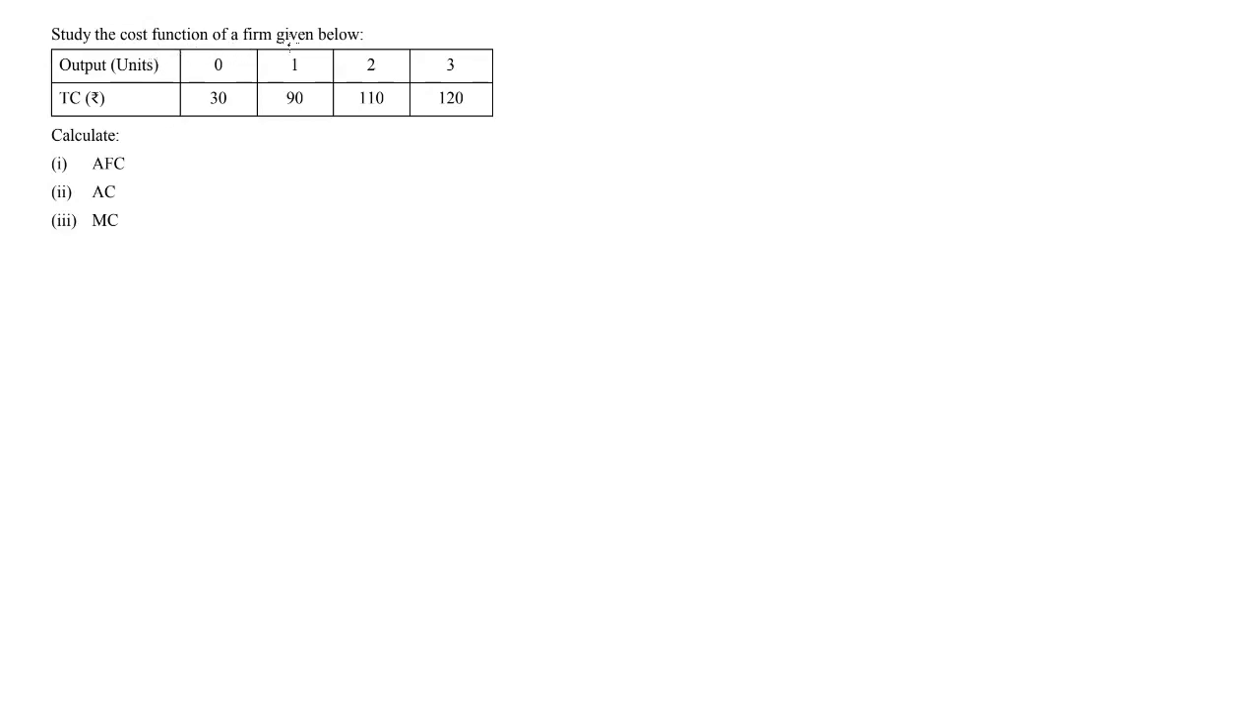The cost function of a firm is given below. We've been given output and we've been given total cost. Okay, so I'm going to rewrite this as columns. We have output and we have total cost.